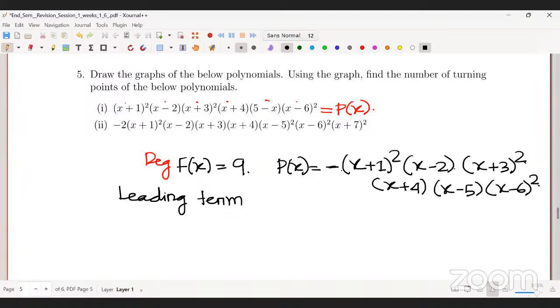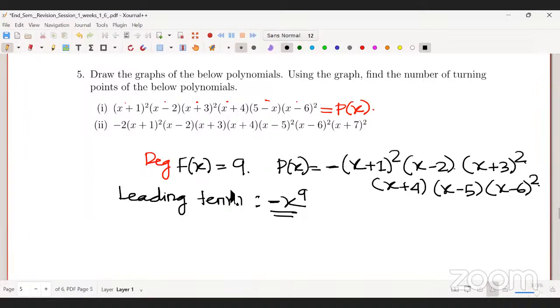Yes, sir, got it. So then what will be the leading term of this polynomial? Minus 1. Minus x power 9, right? Yes, this is the leading term. So minus 1 is basically the coefficient of this x power 9. The leading term is precisely this minus x power 9.